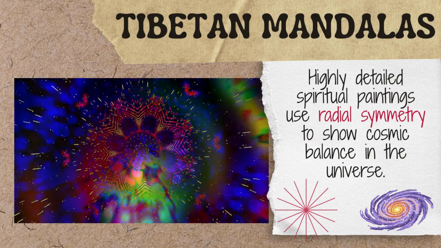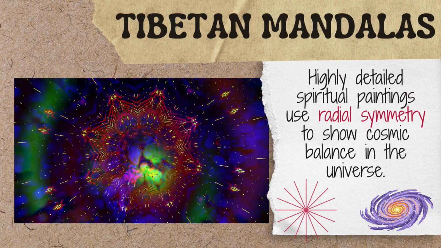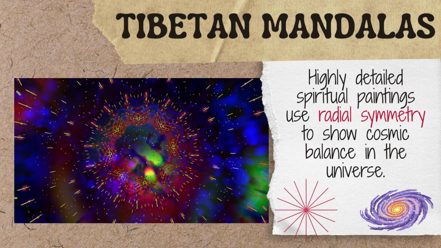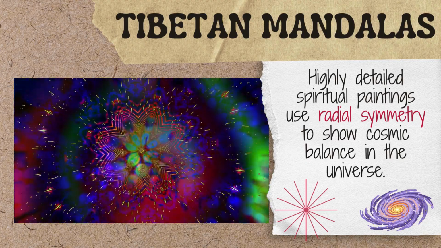For example, in Tibetan mandalas, you can see radial symmetry. These are highly detailed spiritual paintings that use the radial symmetry, the repeating patterns from a central point, to show the cosmic balance in the universe.